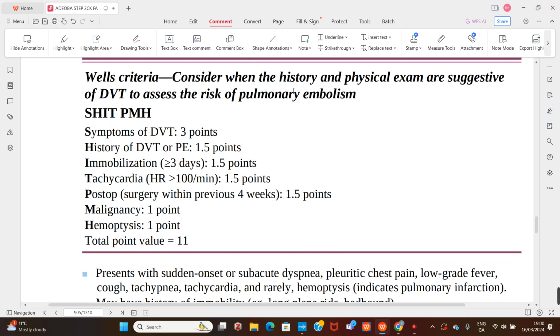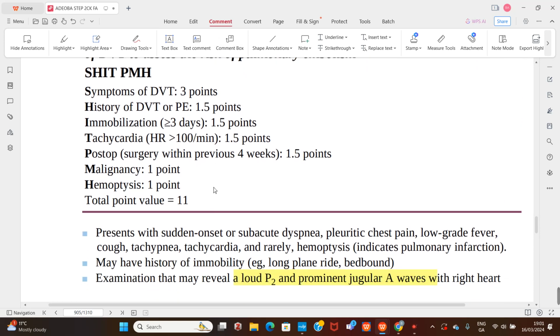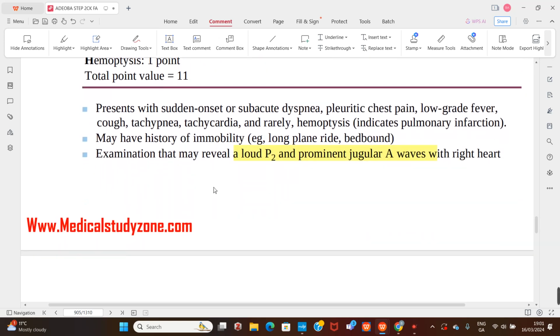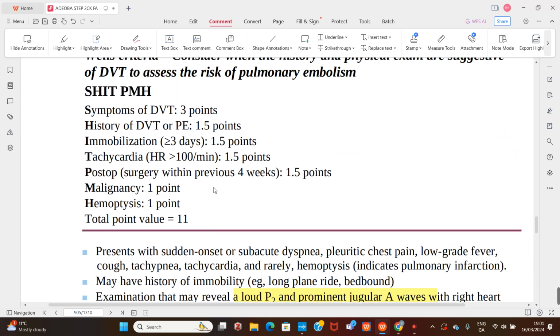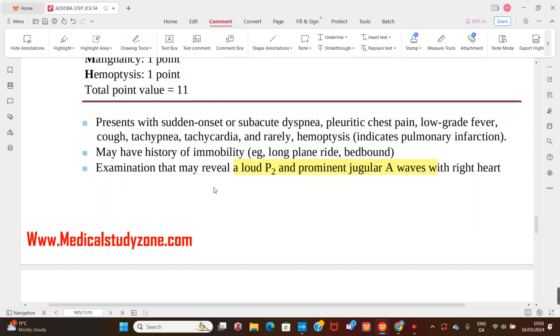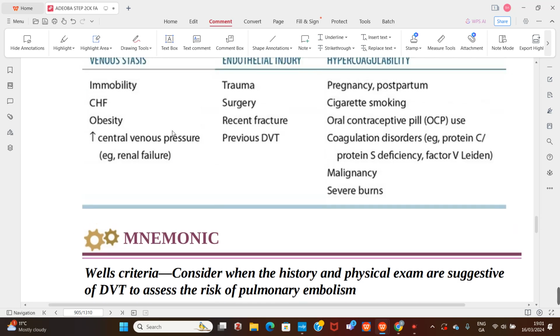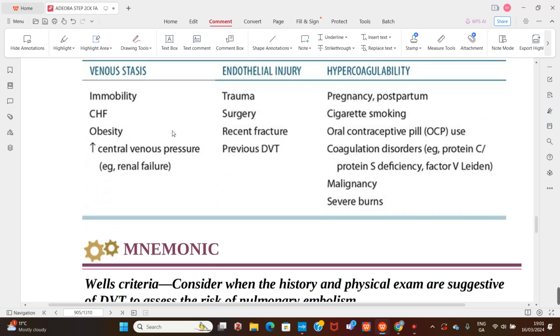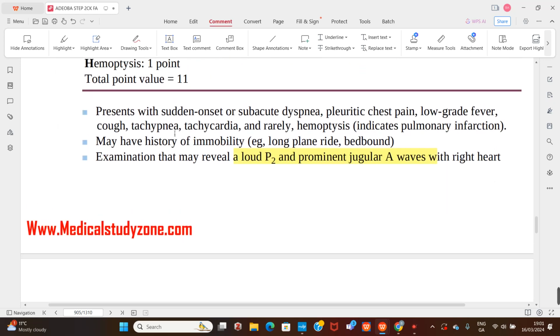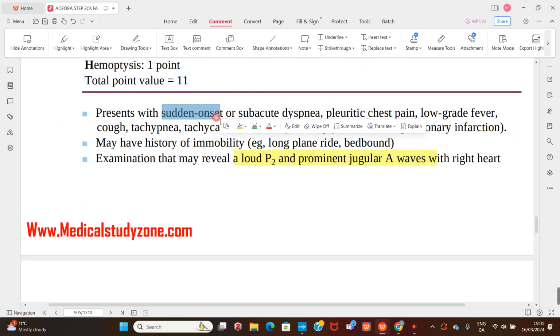So let us delete this guy that is here and go and focus on the modified Wells criteria. That's what we need. So someone that has a PE, how do they present? You just see sudden onset. Once you see sudden onset dyspnea, PE should come to our mind. Sudden onset dyspnea in the question stem, PE, and the dyspnea with chest pain that is pleuritic.